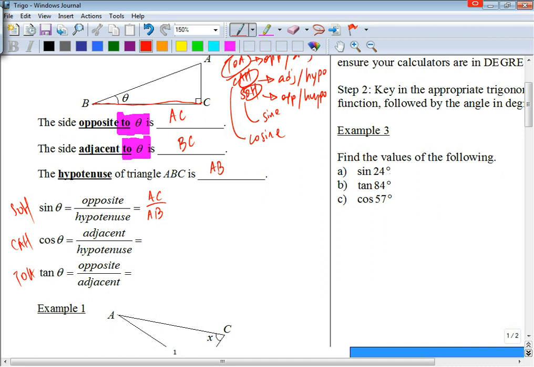Can you do the rest yourself? Okay, do it. Once you're done, then you check your answers with mine, see whether you got it correct or not. Okay, all correct? Then move on.